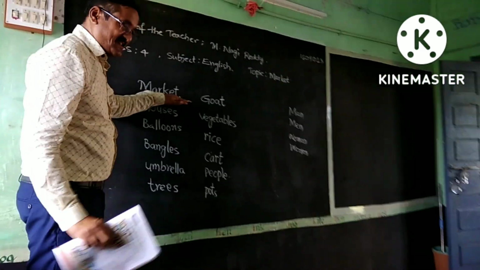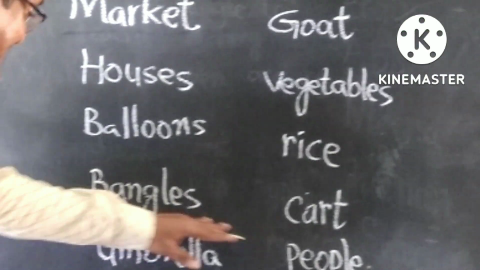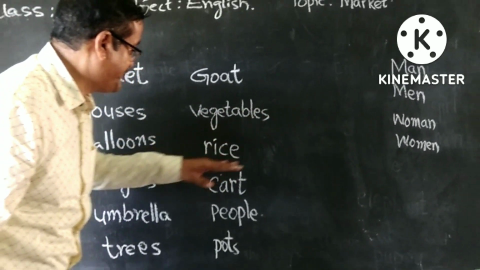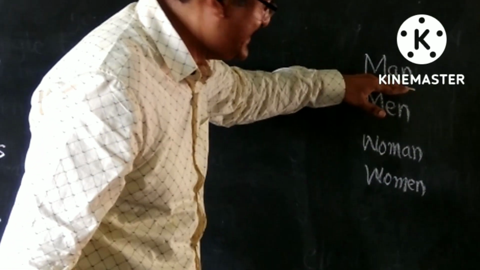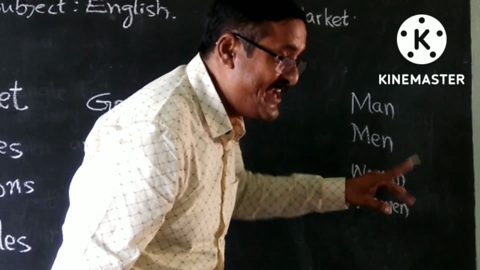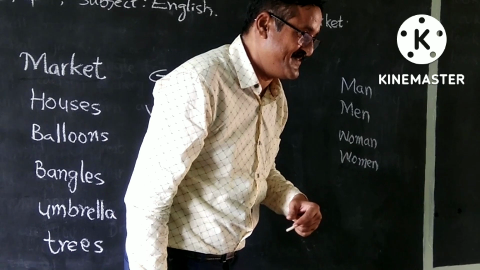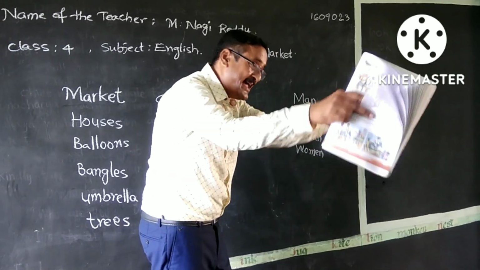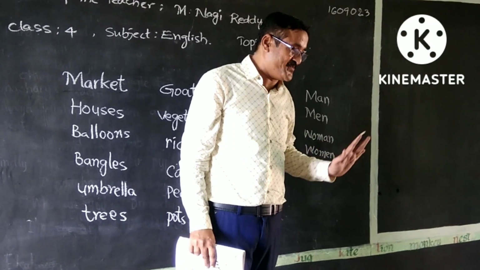Market. Observe it. Okay. Houses. Balloons. Bangles. Umbrella. Trees. Goat. Vegetables. Rice. Cart. People. Pots. Man. Men. Women. Our madam is woman. I am man. We are men. Men are good. Man. Men. Woman. Women. Okay? Brilliant. Three sentences. Men are good. Woman. Women. Right.